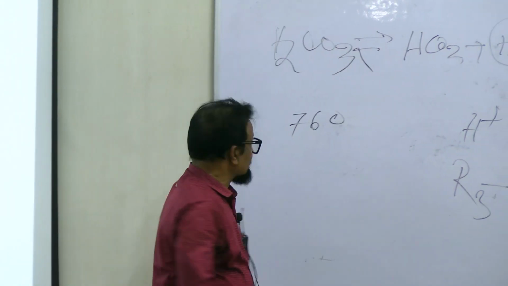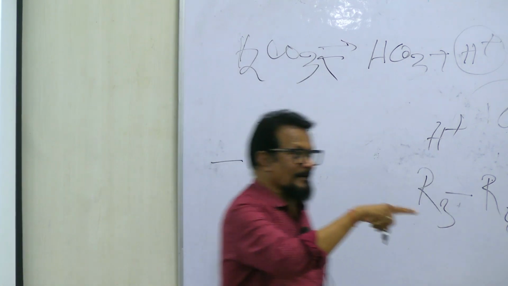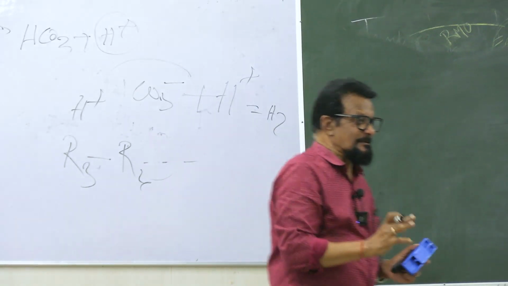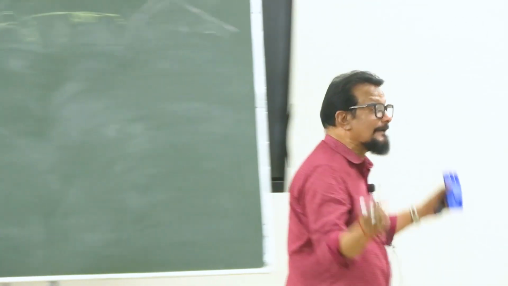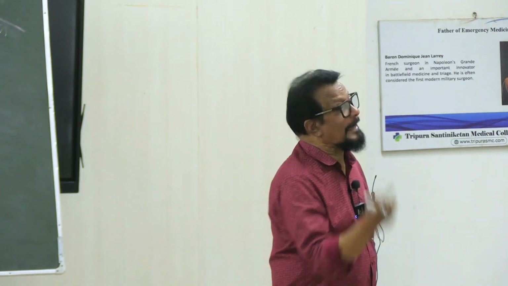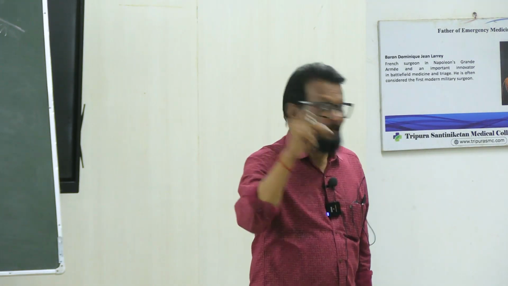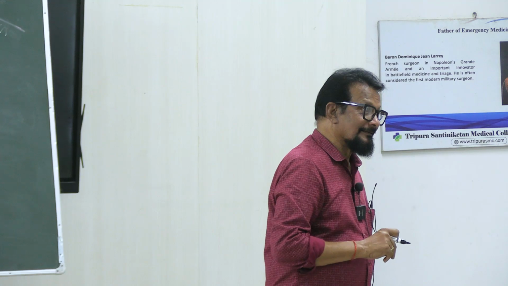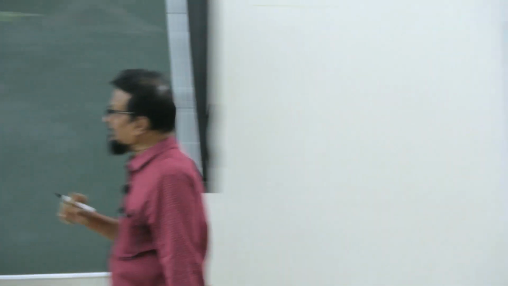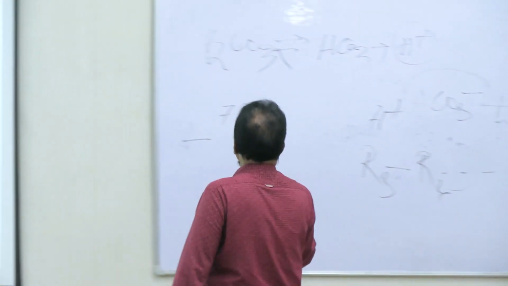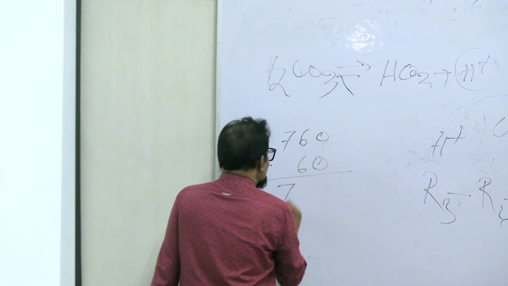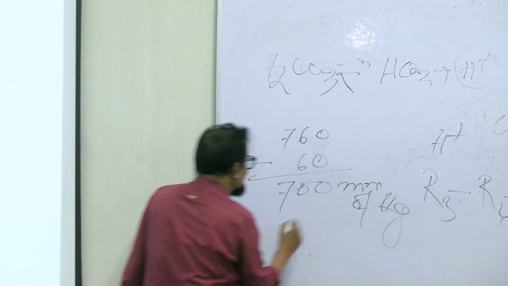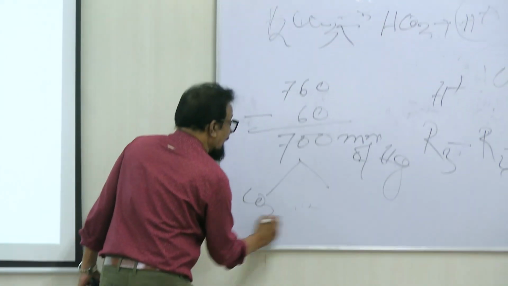760 minus water vapor. Because this pressure is 760 millimeter of mercury, who is exerting it together? There is a contribution of carbon dioxide, of oxygen, and of water vapor. If I subtract these, suppose water vapor is 60, the remaining is 700 millimeter of Hg. Who is creating this pressure? Carbon dioxide and oxygen.